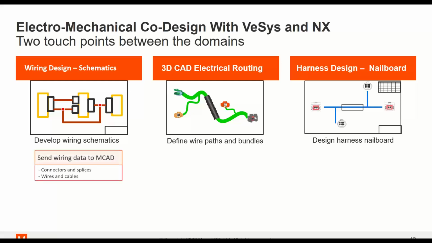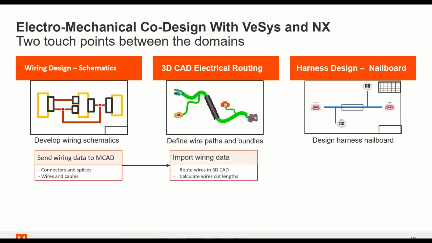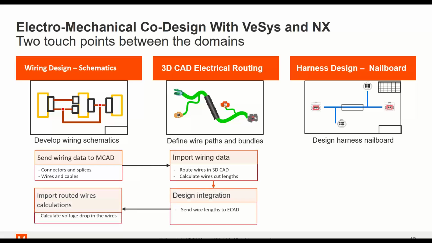To start the process, the electrical team will create the schematics and send the information of connectors, wires, and cables and everything to the mechanical team. The mechanical team then imports the data, assigns it to the 3D routed application, and sends back the wire lengths to the electrical team. The electrical team uses the information to incorporate it into the design and complete a more accurate simulation and verification, to make sure, for example, the voltage drops are accounted for. Of course, this process is repetitive to make sure that you get the design correct.